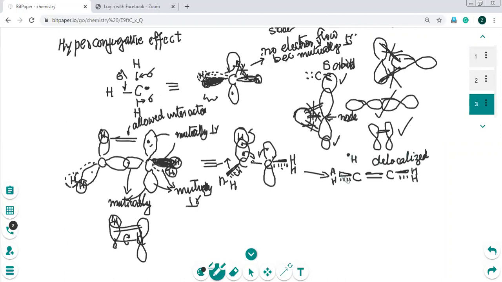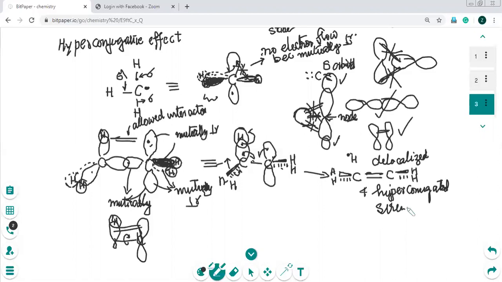You can write the same thing with this hydrogen also, and also this hydrogen. That means if you have one methyl group attached to this carbon, you can write 1, 2, 3, and one original one. So 4 hyperconjugated structures.